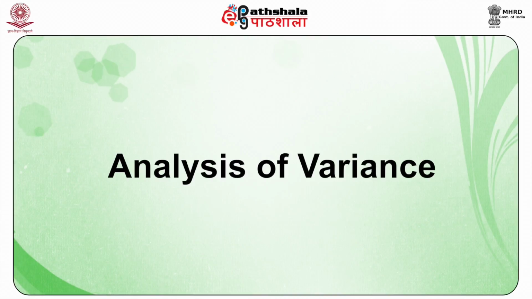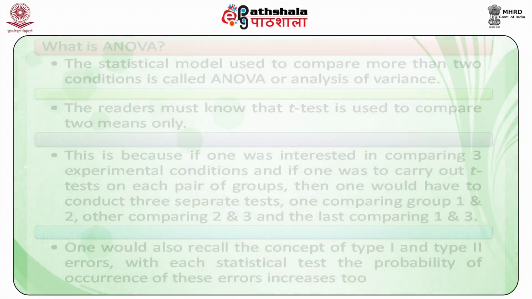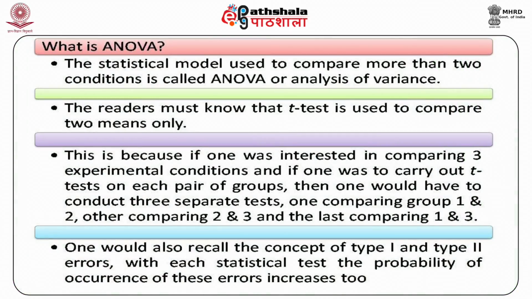Analysis of variance. What is ANOVA? A statistical model used to compare more than 2 conditions is called ANOVA, or the analysis of variance. The readers must know that a t-test is used to compare 2 means only. This is because if one was interested in comparing 3 experimental conditions, and if one was to carry out t-tests on each pair of groups, then one would have to conduct 3 separate tests: one comparing group 1 and 2, another comparing group 2 and 3, and the last one comparing group 1 and 3.